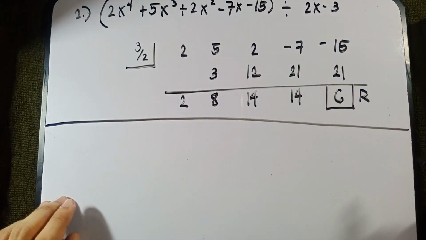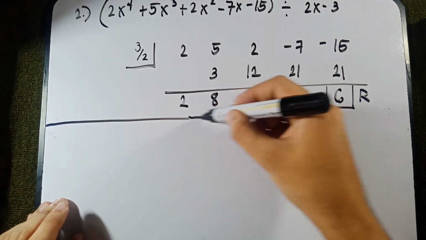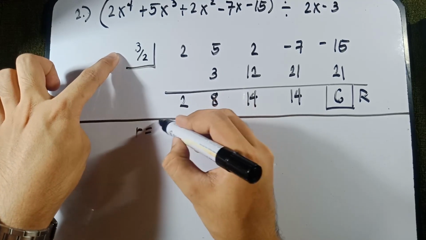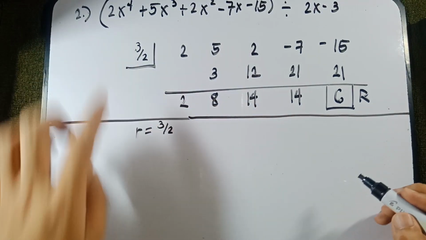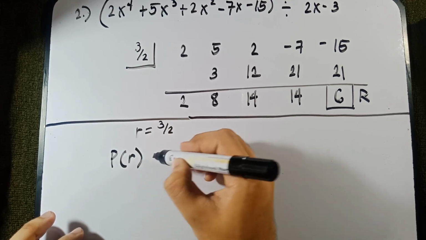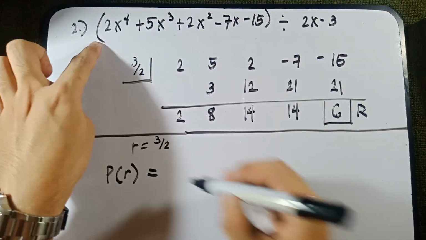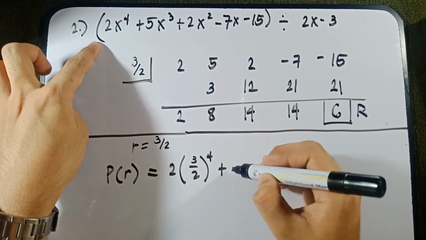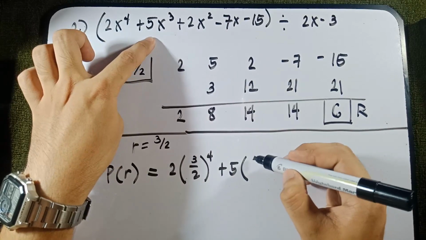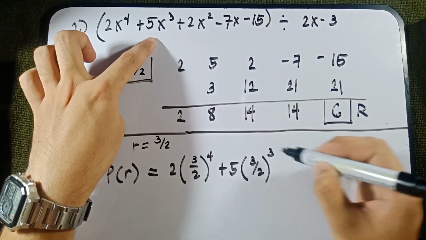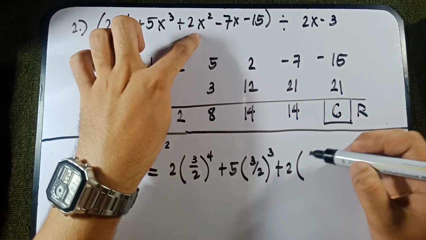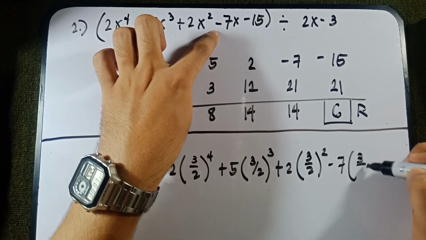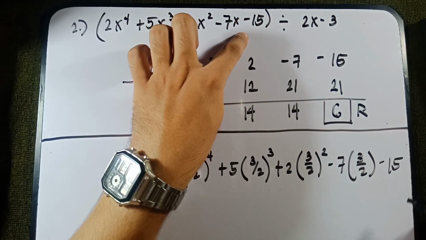Ito yung pangalawa, solving for P of R. So again, ano ba yung R natin? Ito din yung R natin, 3/2. So solve natin yung P of R. 2 multiply by 3/2 raised to 4 plus 5 multiply by 3/2 raised to 3 plus 2 multiply by 3/2 squared minus 7 multiply by 3/2 minus 15.